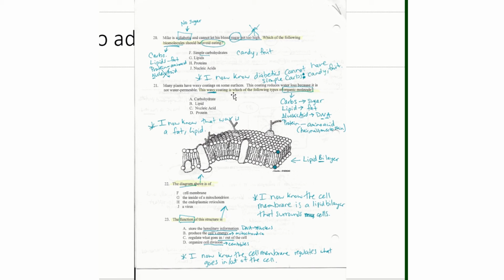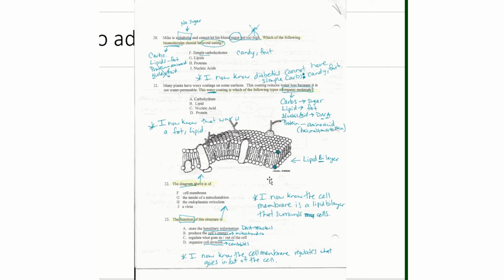This wax coating is which of the following types of organic molecules? Again, waxy. What are organic molecules? You just said them. It's the same thing as biomolecules. Carbs, they're made of sugars. Lipids, they're made of fat. Nucleic acid is DNA. Proteins are made up of amino acids. They're your hair, nails, muscles, skin. So, wax is fat. It's a lipid, guys. I now know that wax is a fat lipid.